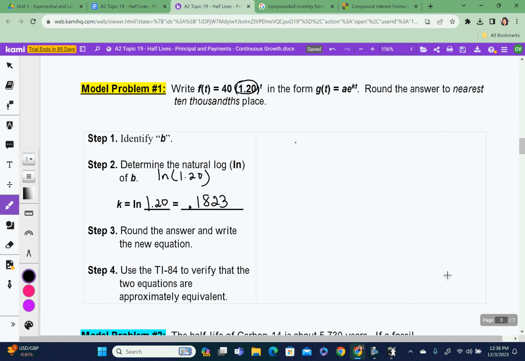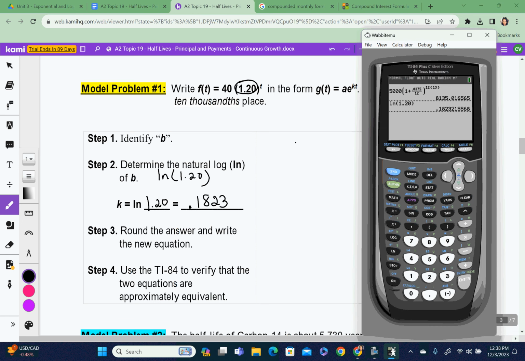Okay, so now I want to round this to the 10,000th place. Tens, hundreds, thousands, 10,000th place. So I did my rounding correctly.